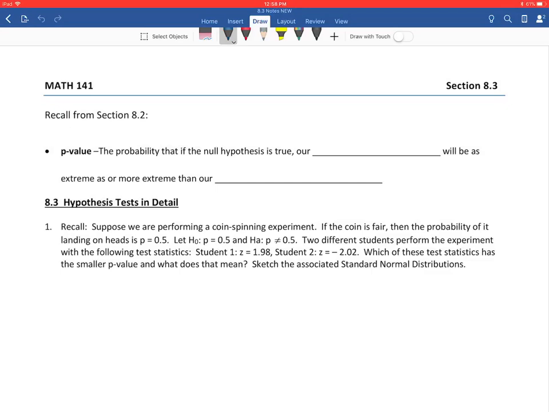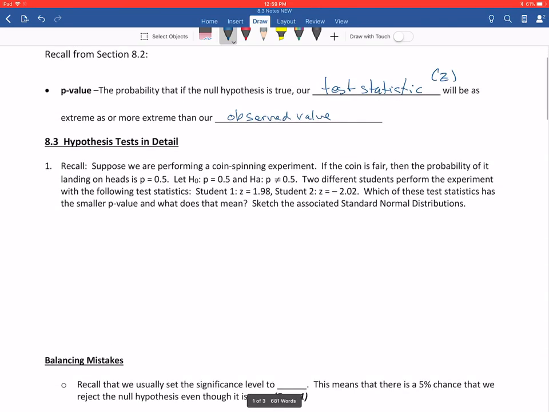Okay, for section 8.3, we are going to cover hypothesis tests in even more detail. But first we want to recall what a p-value is from section 8.2. So as a reminder, the p-value is the probability that if the null hypothesis is true, our test statistic, and so far we only know z, will be as extreme or more extreme than our observed value.